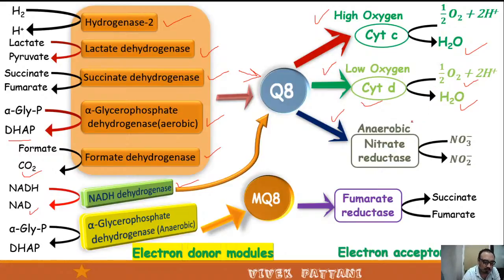But in the conditions of absence of oxygen, or anaerobic conditions, the enzyme nitrate reductase will be used, where NO3 will be converted into NO2, that is nitrates to nitrites. But everyone please remember, different types of bacteria use different types of reductases, according to the type of substrates and molecules available.